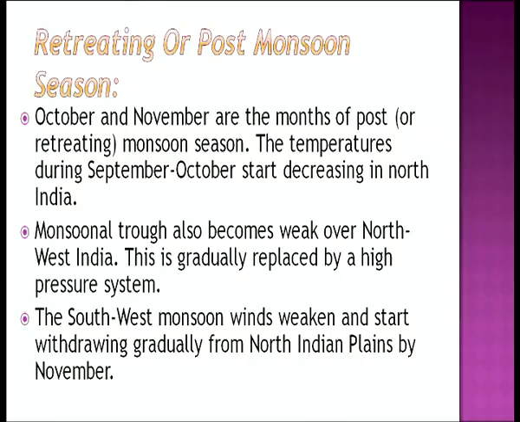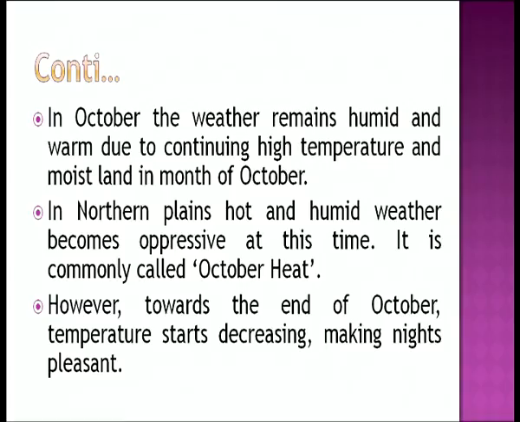The southwest monsoon winds weaken and start withdrawing gradually from North Indian plains by November. In October, the weather remains humid and warm due to continuing high temperature and moist land. In northern plains, hot and humid weather becomes oppressive at this time. It is commonly called October heat. However, towards the end of October, temperature starts decreasing, making nights pleasant.